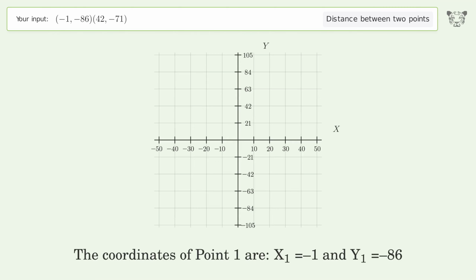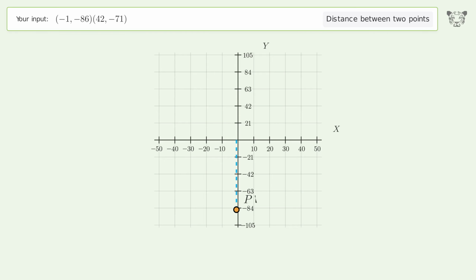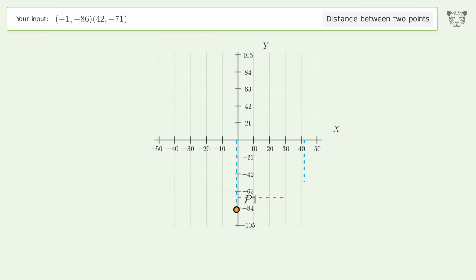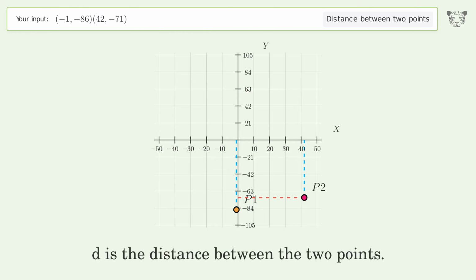The coordinates of point 1 are x1 equals -1 and y1 equals -86. The coordinates of point 2 are x2 equals 42 and y2 equals -71. D is the distance between the 2 points.